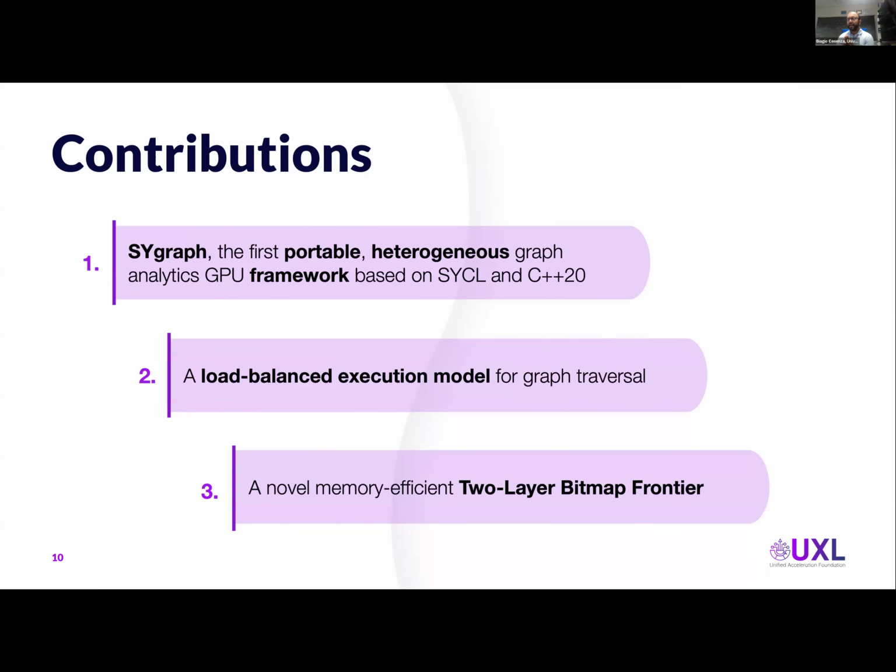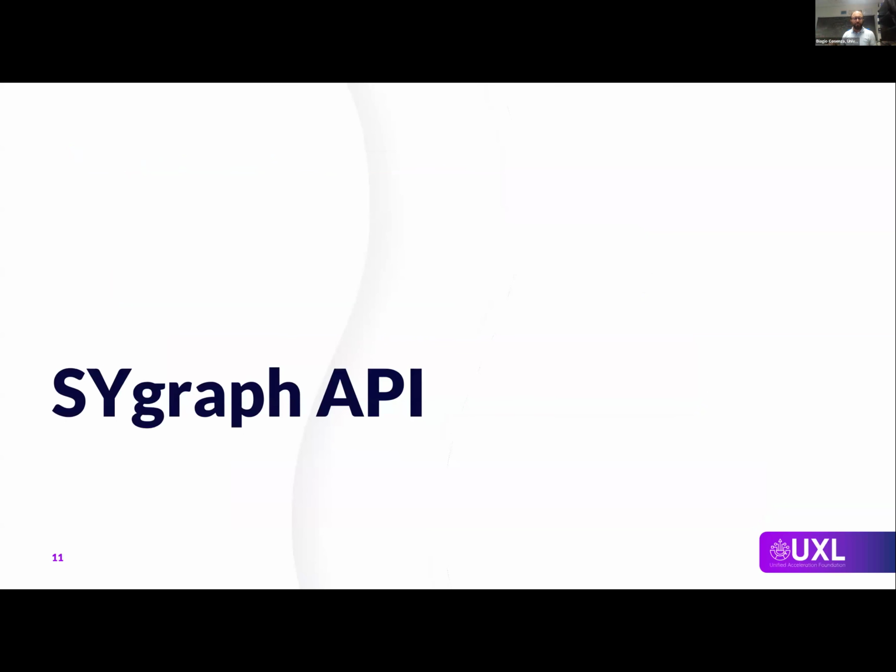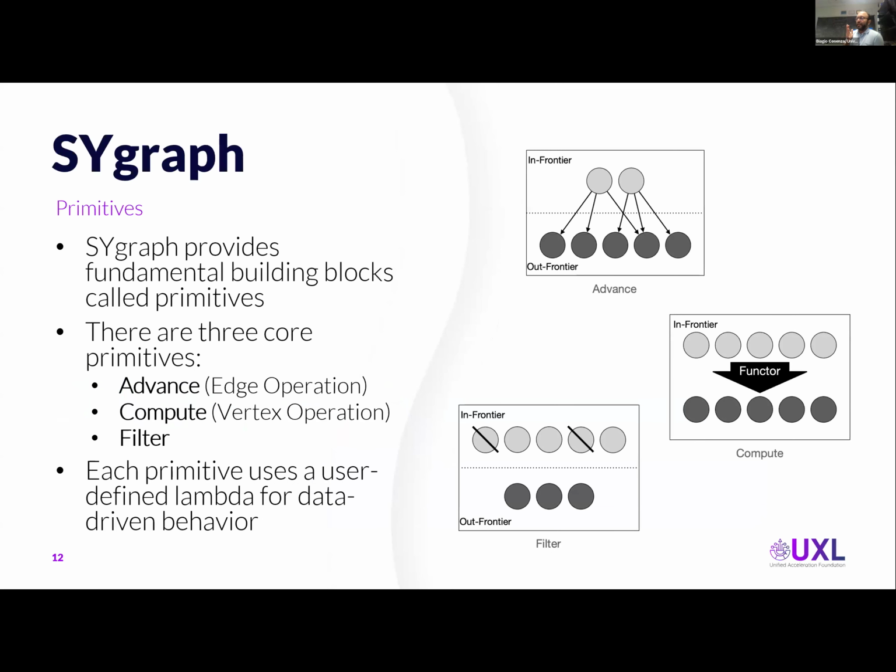So this is a big problem because we like portable standards, and our contribution goes in three directions. The first one is to design SYgraph as the first portable heterogeneous graph analytics GPU framework. It is based on SYCL, so it is portable, and of course on C++20. It has an execution model with load balancing, which is very good for graph traversal. It also presents a new memory optimization, which we call the two-layer bitmap frontier. This is very good because it allows us to be even faster than state-of-the-art frameworks based on CUDA. So I will briefly show you those three contributions, starting from the SYgraph API.